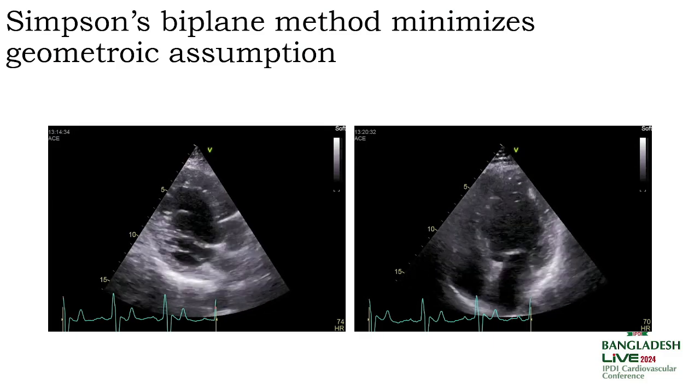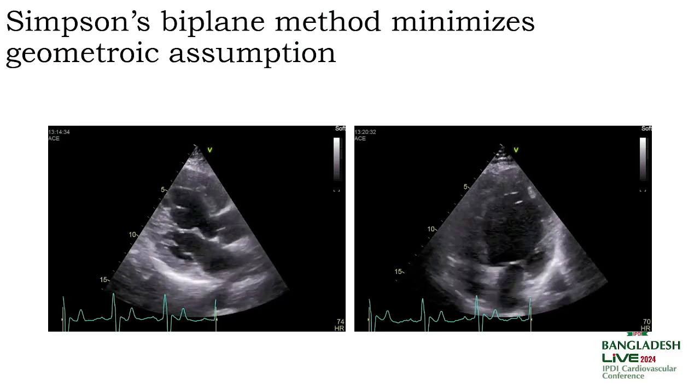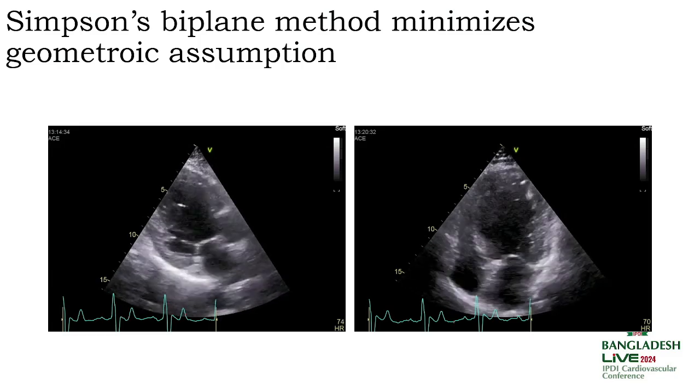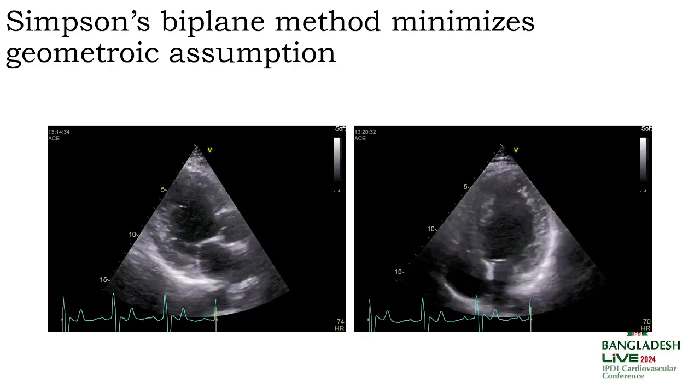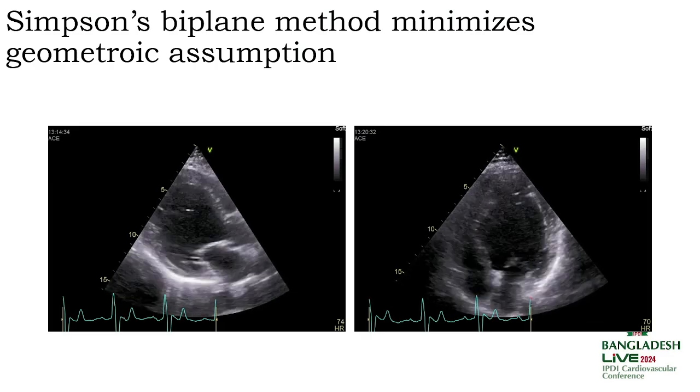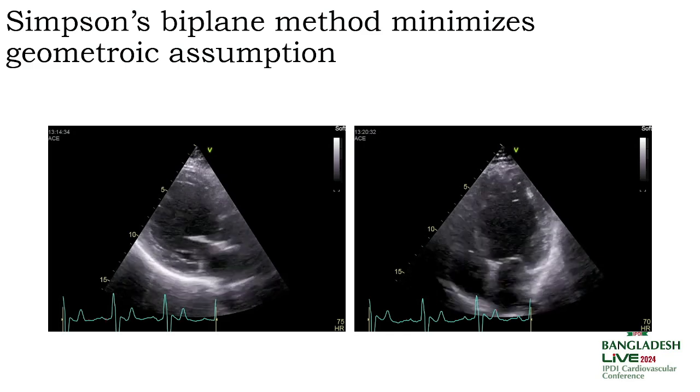It tries to divide the whole left ventricle into a number of maybe 20 discs, and when the volumes of the discs are summated together, you get a more comprehensive left ventricular volume and ultimately the ejection fraction.